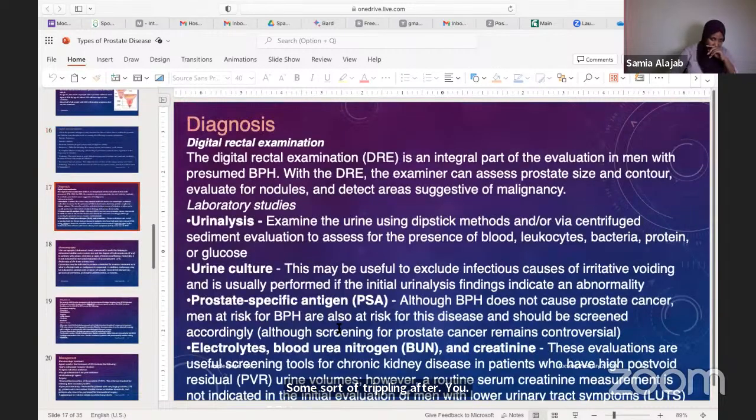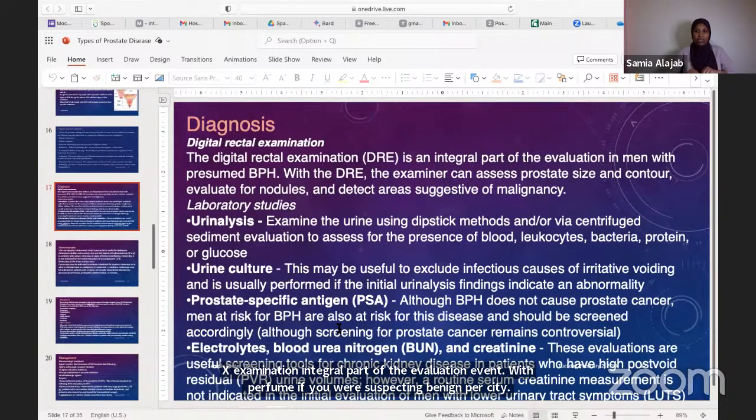Okay, so diagnosis. Digital rectal examination, we can use that. Digital rectal examination is an integral part of the evaluation in men with presumed, or if you are suspecting, benign prostatic hyperplasia. So we can assess the prostate size, the contour, and evaluate if there is a nodule, detect if there is any sign suggestive of malignancy, like any nodule that may suggest malignancy.